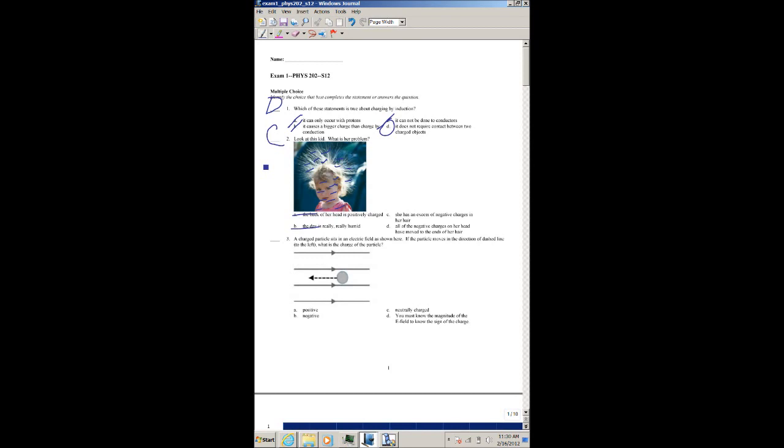A charged particle sits in an electric field as shown here. If the particle moves in the direction of the dashed line to the left, what is the charge of the particle? Positive particles feel a force in the same direction as the electric field. So this one's opposite, so it must be negative.